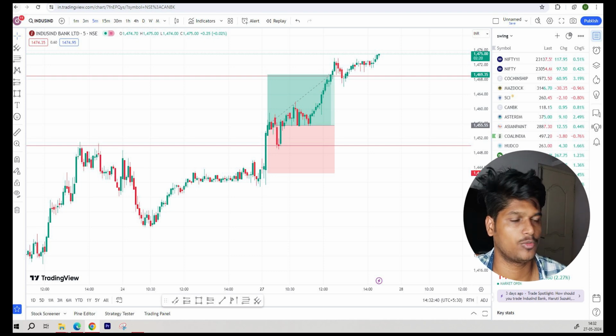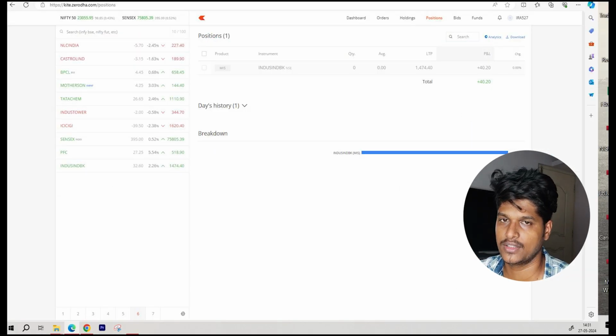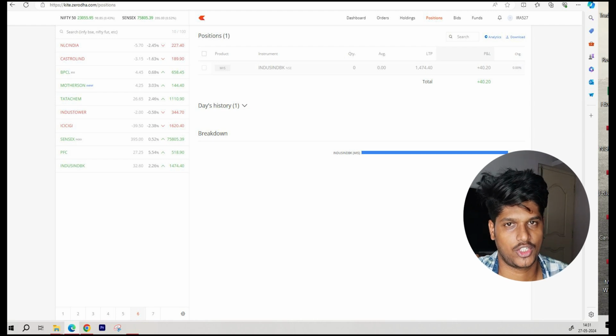We made a profit of around 40 rupees, that is 13 rupees per stock with three quantities. Had you invested 100 quantities in this trade, your risk would have been 1300, and your take profit would have been more than 1300, since it made a high of 1473 and it's still running.